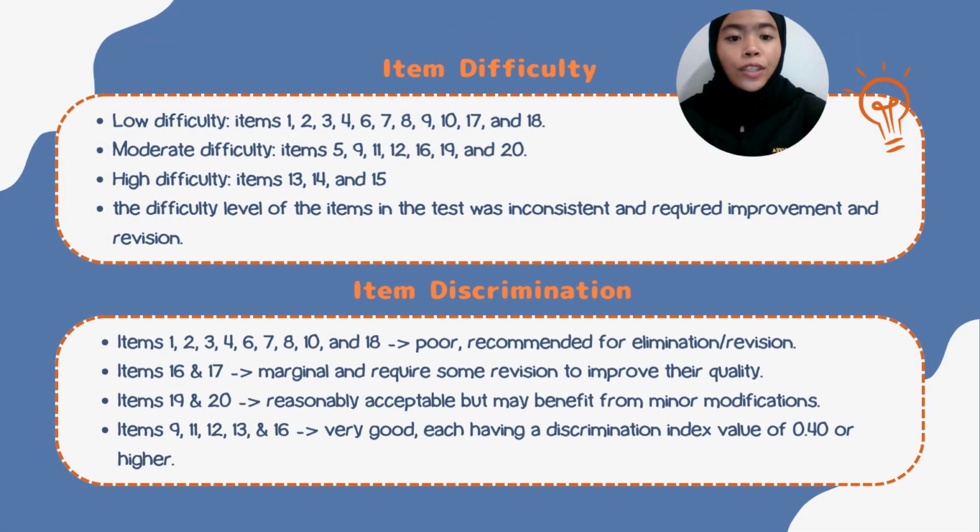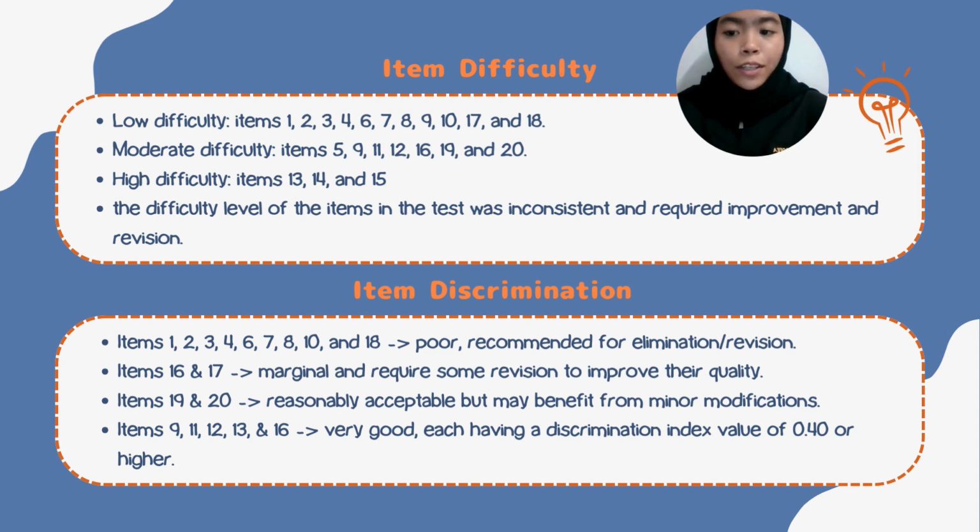Next, we'll be moving on to the item difficulty. Based on the calculation made, 10 out of 20 items are low difficulty items. 7 of the items are moderate difficulty items, and the remaining 3 items are high difficulty items. Hence, it shows that the difficulty level of the items in this test was inconsistent and required improvement and revision.